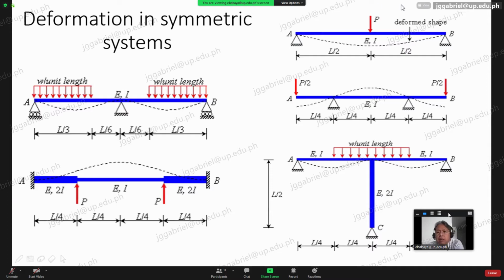Now, we look at the deformation in symmetric systems. So look at this. If this is a symmetric system, and the deflections, you'll see they are also symmetric. Okay, symmetric then yung deformation.